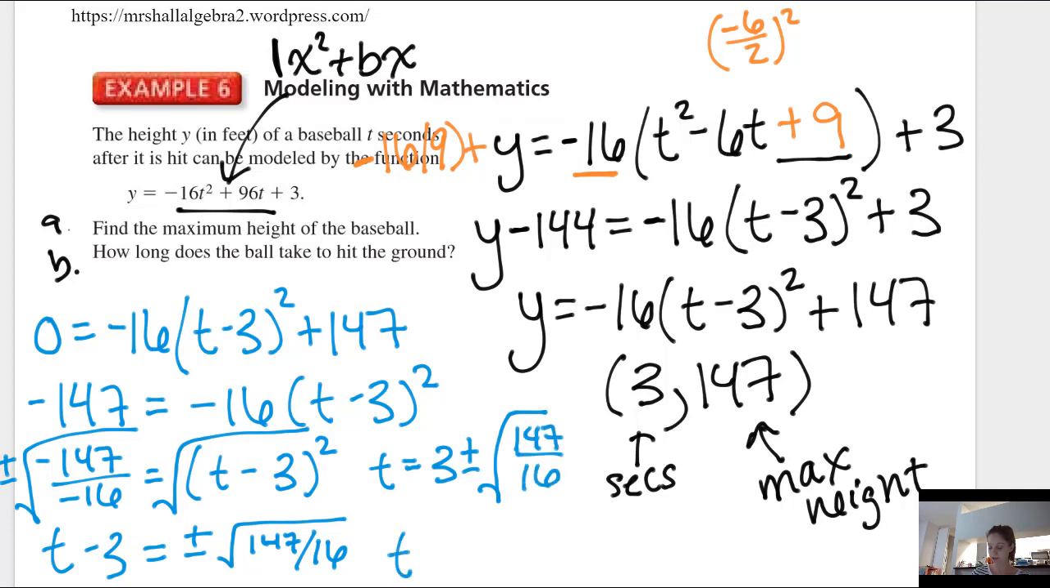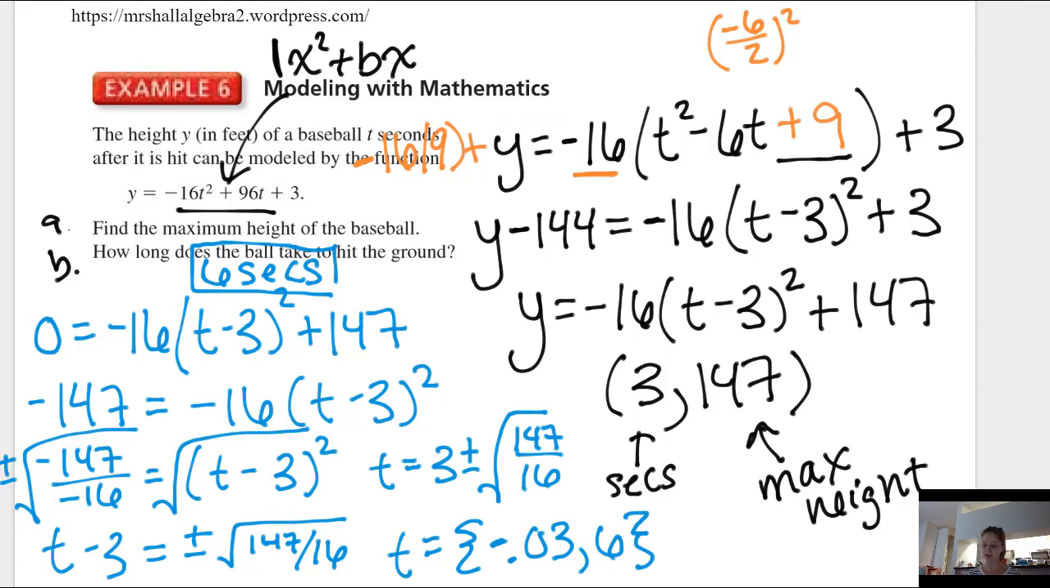And when you add or subtract these values, you're going to get that t is equal to approximately negative 0.03 seconds and 6 seconds. We're going to reject the negative solution because it's a real world problem. Negative 0.03 seconds doesn't make sense. So our answer is going to be it takes 6 seconds for the ball to hit the ground. And that makes sense to me because the vertex is at 3 seconds.